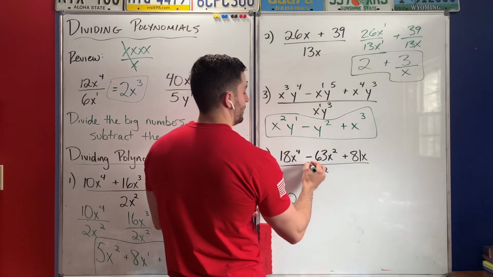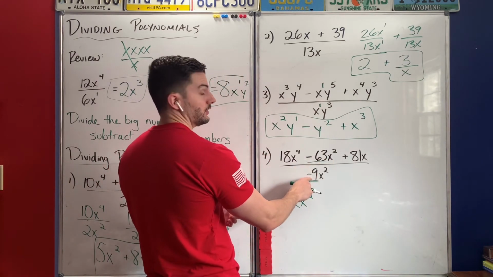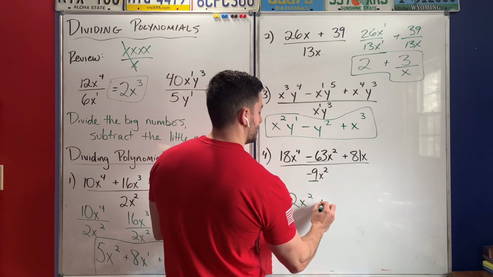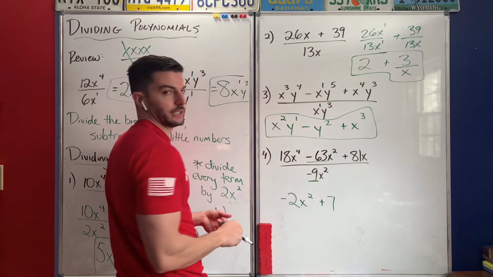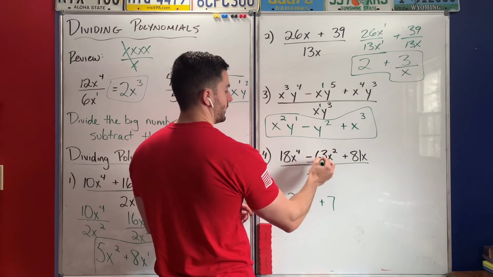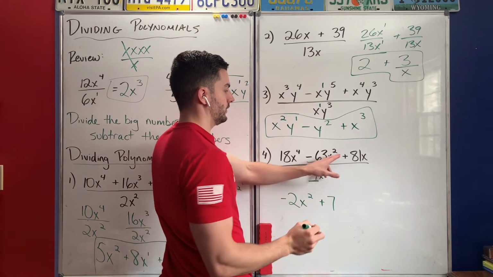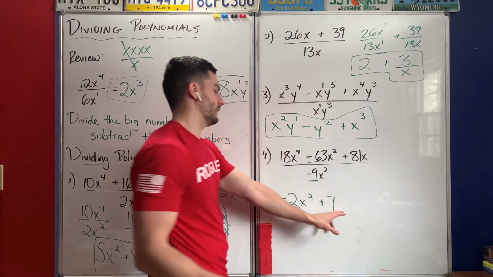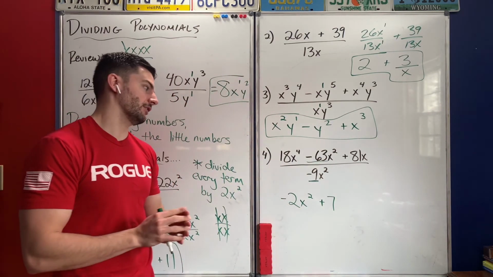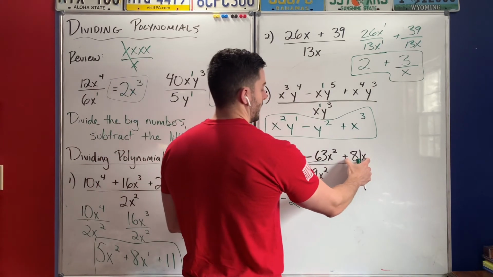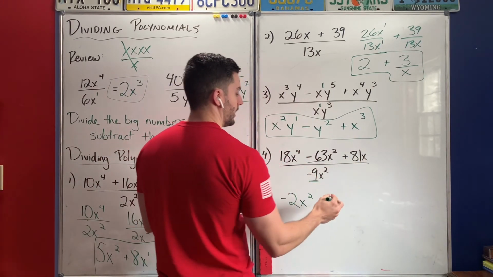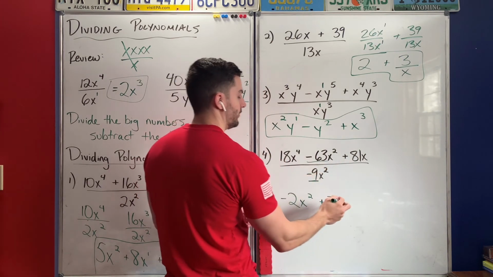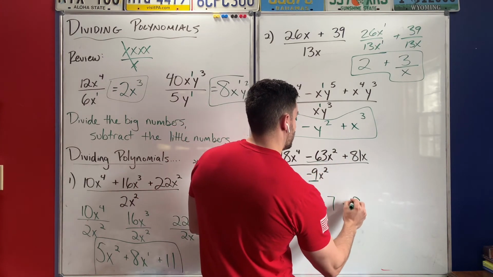Now this next one, negative 63 divided by negative 9. So negative divided by negative is a positive 7, right? So that'd be positive 7. And then x squared divided by x squared. So 2 minus 2 is 0. Or again, we don't have to write the x's there. So that would just be plus 7. Okay. Then this last one, 81x divided by negative 9x squared. Okay. So positive 81 divided by negative 9 would be negative 9.